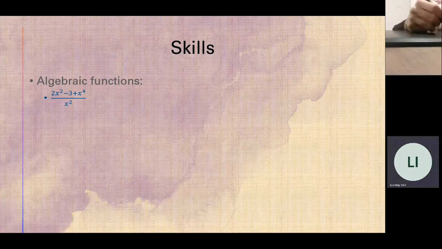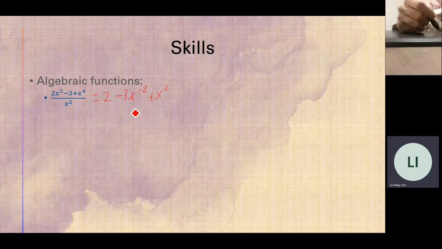Hopefully you can see that, hey, long division. 2x squared divided by x squared is 2, and so on and so forth. Minus 3x power minus 2 plus x squared, and you can easily differentiate this. All right, if you differentiate this, it's going to be quite simple. 6x power minus 3 plus 2x.